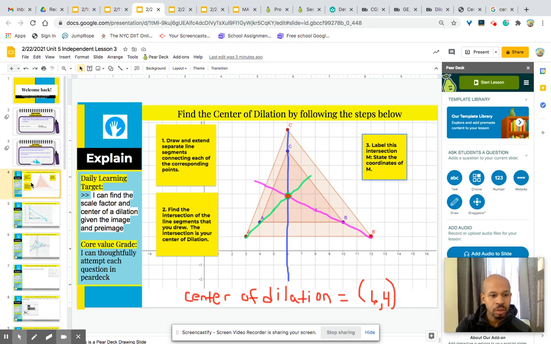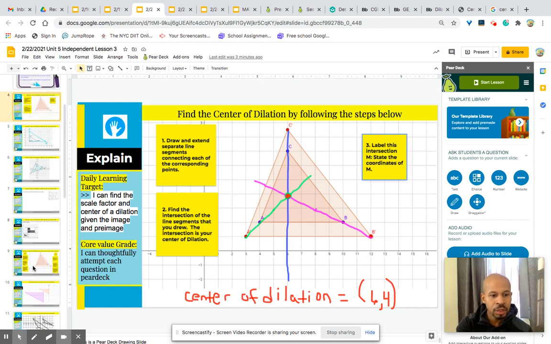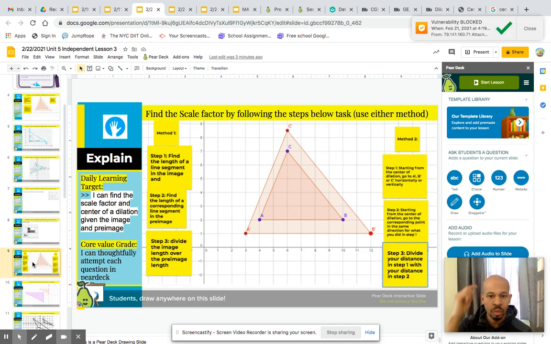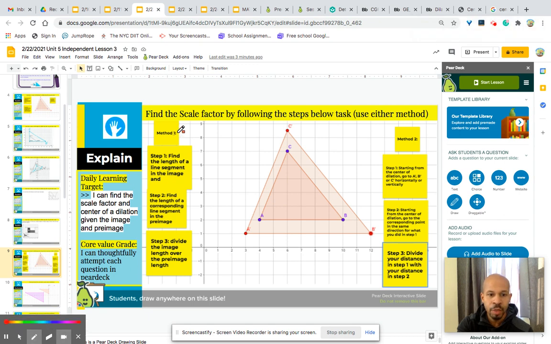The next slide, I'm asking you to basically find the scale factor. So we're going to use two different methods to do this. Find the length of a line segment in the image and find the length of a corresponding line segment in the pre-image, and divide the image length over the pre-image length. So let's do that. Let's do method one first.